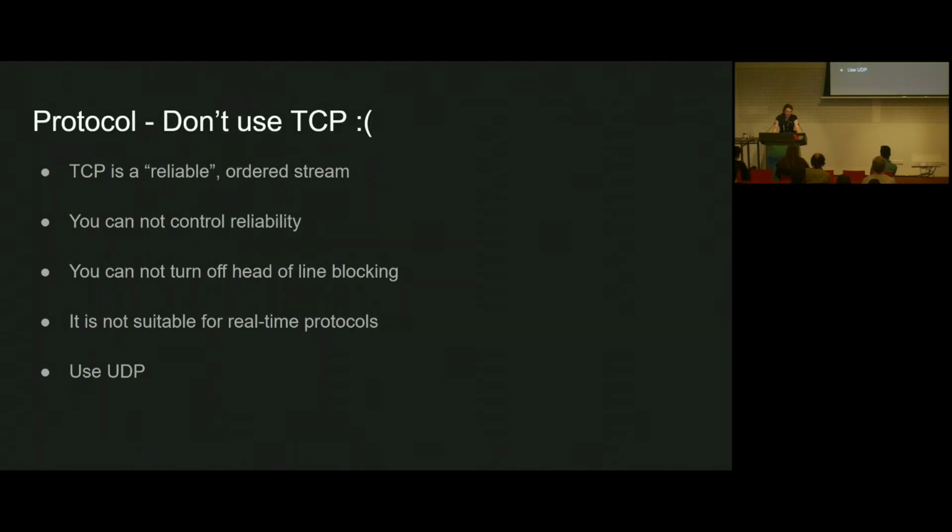First up, don't use TCP. TCP is a reliable ordered stream, and what this means is you can't control reliability. So just as I was saying, we only care about the latest information. TCP has head-of-line blocking, and it doesn't let you turn that off. So your game will stall if you have packet loss, and it will sit there waiting for old information that is no longer relevant. So it's not suitable for real-time protocols, and we need to use UDP.